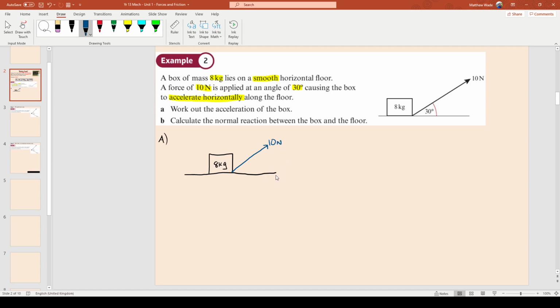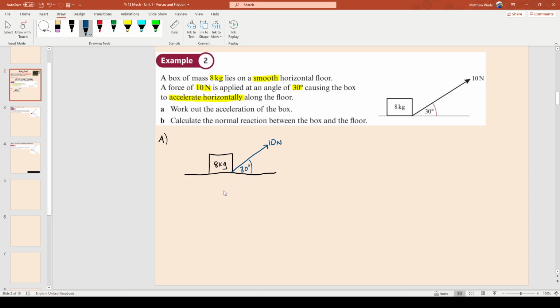10 newtons, if you're not sure what 10 newtons would feel like, that's like if you were to hold a bag of sugar in your hand, okay? So if you were to take your old standard kilogram bag of sugar and hold that in your hand, that's about how heavy 10 newtons is. That's what 10 newtons feels like. Cool? Right, and that's 30 degrees here. Cool beans?